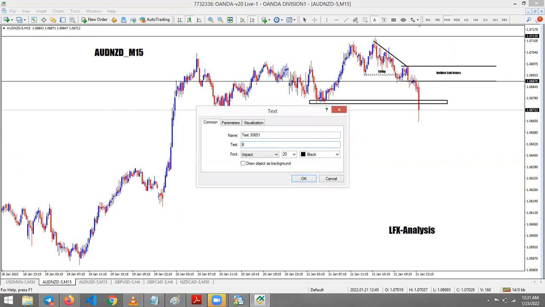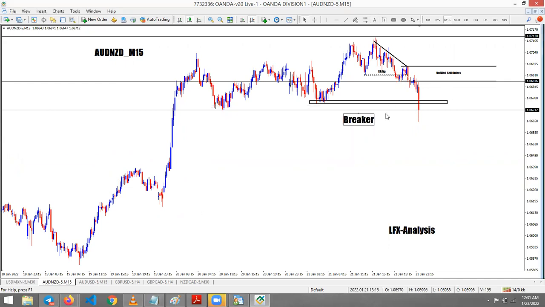We have a breaker there. So now basically, I'm just waiting for price to retrace back to this area, and then I can sell, right? Because now the breaker here has confirmed to me the direction of price, right?